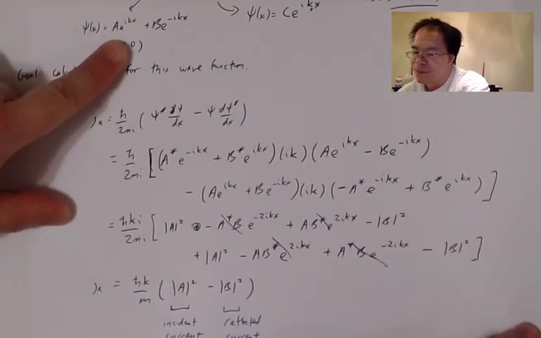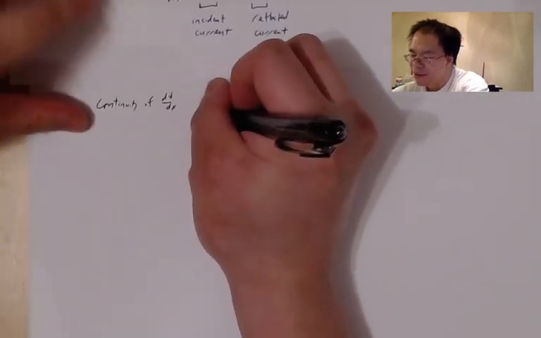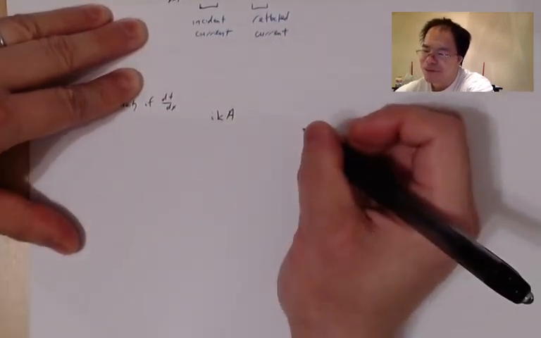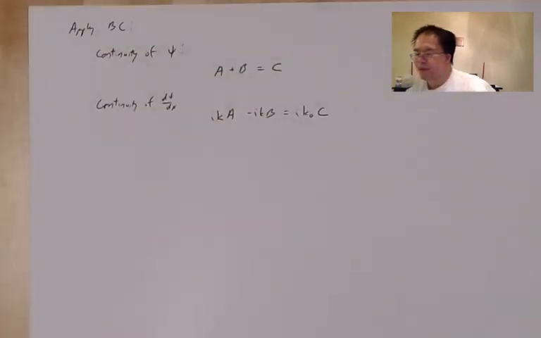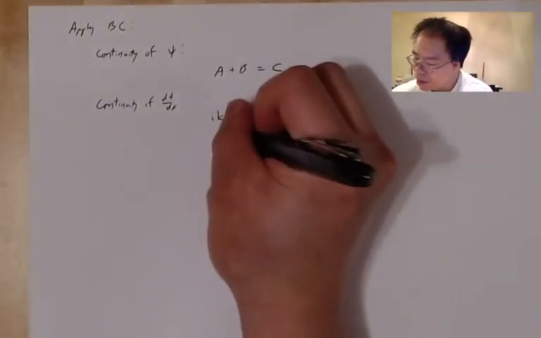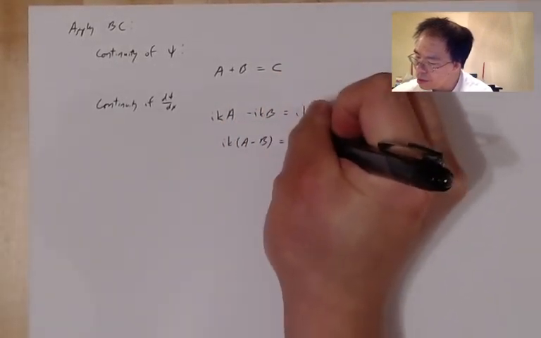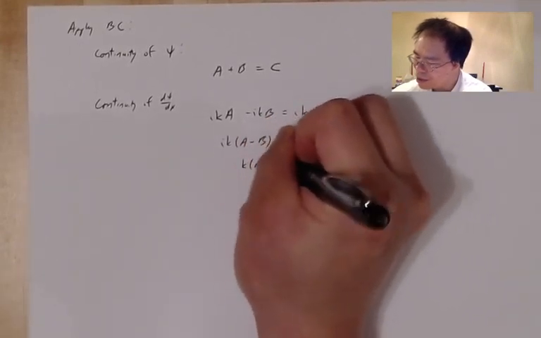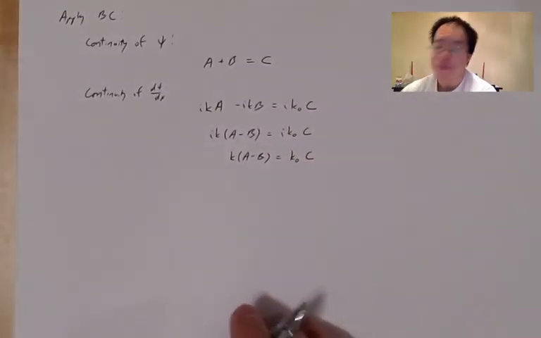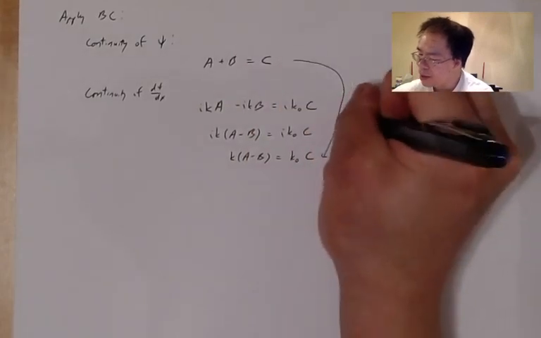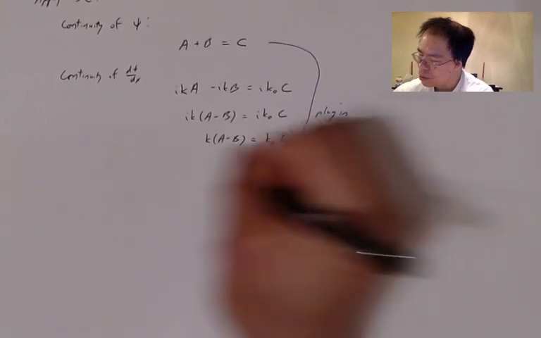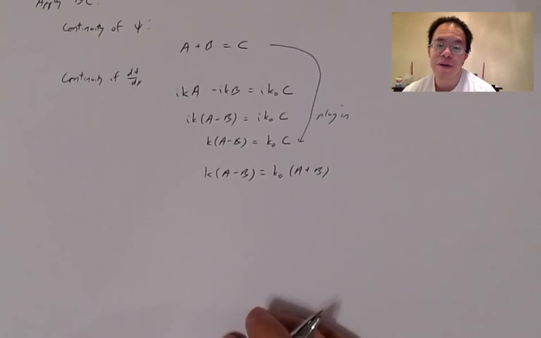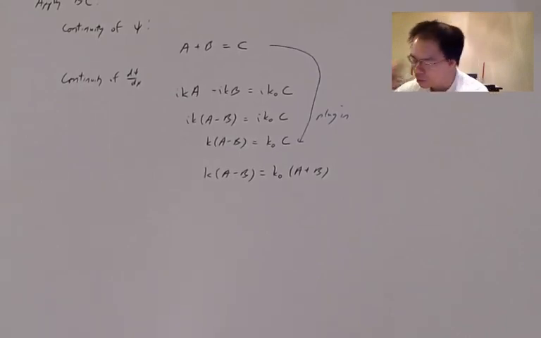Right, so here I'm just going to pull down ik, minus ik, ik naught, if I differentiate that. So I'll get ik a times e to the 0 minus ik b times e to the 0 equals ik naught c. Let's simplify this a little bit. I can pull out ik (a minus b) equals ik naught c, or dropping my i's, I get k naught c. Now this, right, I can just take this and plug that in there, and so that knocks out c, and so I get k naught times (a plus b) equals k (a minus b). Now it's algebra to find b in terms of a, which will give us our reflection coefficient. So let's multiply this out.